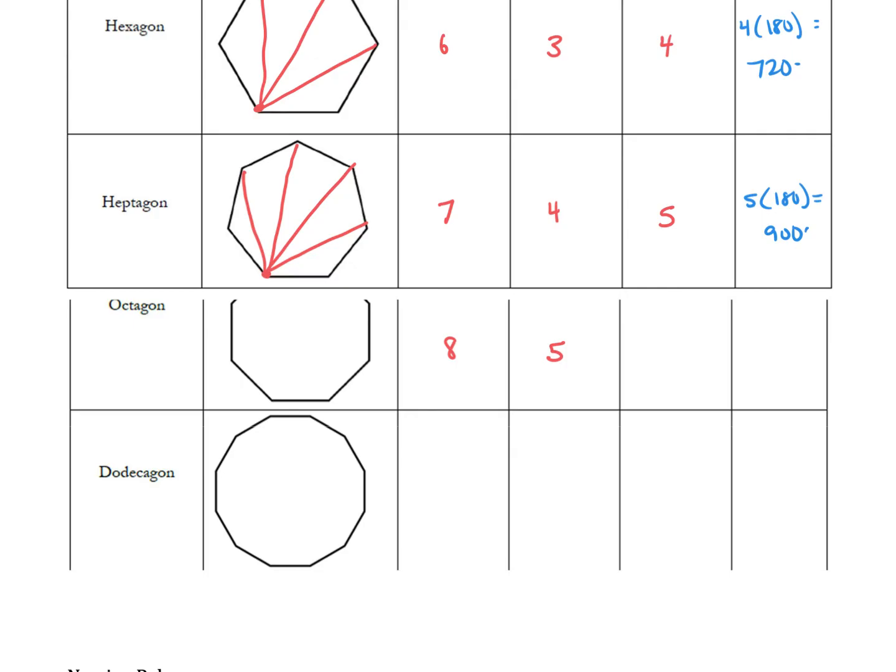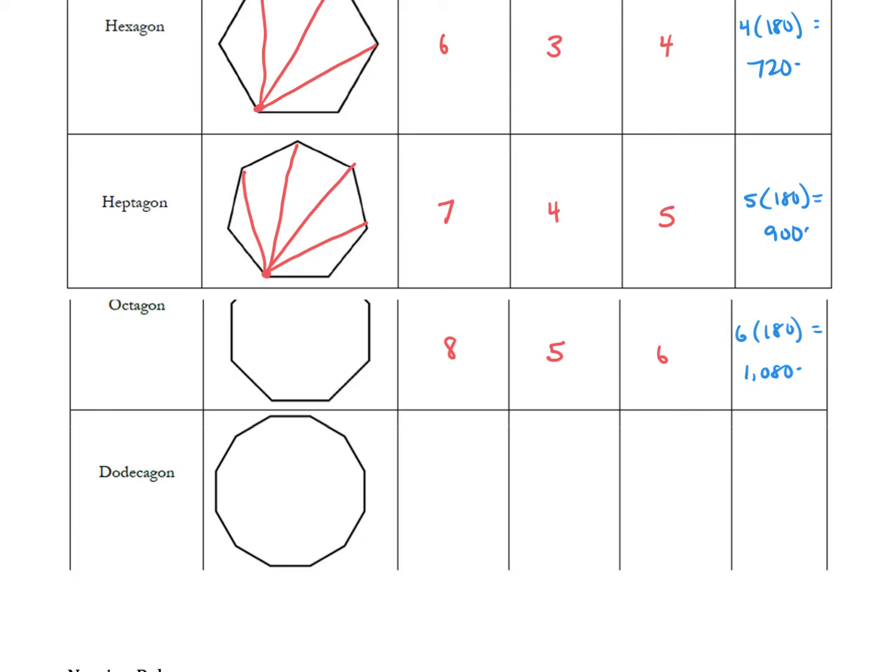Another thing to notice is if we had 7 sides, we formed 5 triangles. When we had 6 sides, we had 4 triangles. So it's always 2 less than the number of sides. So if I have 8 sides, I'm going to have 6 triangles, and the sum of my interior angles is 6 times 180, which is 1080 degrees.